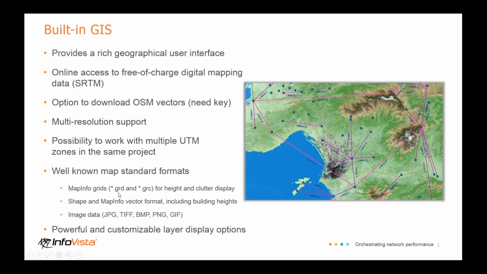The type of formats that we support for grids, for example, is MapInfo grids. So very easy for any geodata provider to give you this. In terms of vectors, we support Shape and MapInfo formats, which are also very popular. And we also support image data, so you can bring in satellite pictures in JPEG format or PNG, GIF, etc. There's a very powerful and customizable layer display.